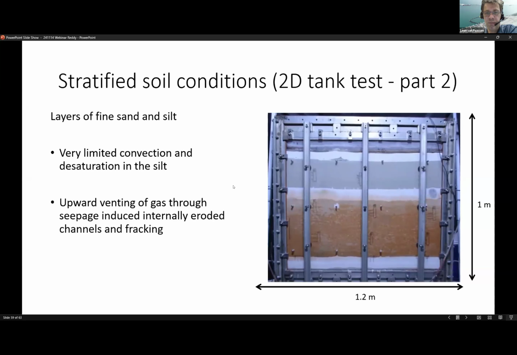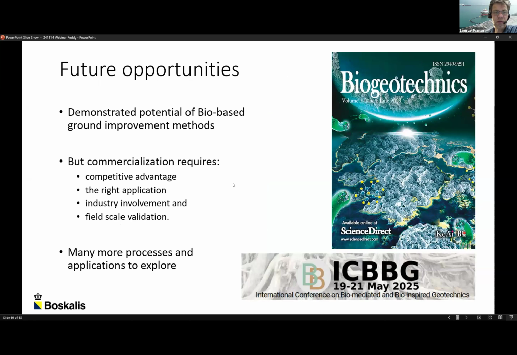All right. So to conclude, some future opportunities. I think we have demonstrated by now that bio-based ground improvement methods exist and that they do work. However, I haven't seen so many, although there are a few initiatives now, commercializations of these technologies. Why? Because you have to come up with a competitive advantage compared to the existing methods. Therefore, you have to find the right application, get industry involved, and do some field scale validation.